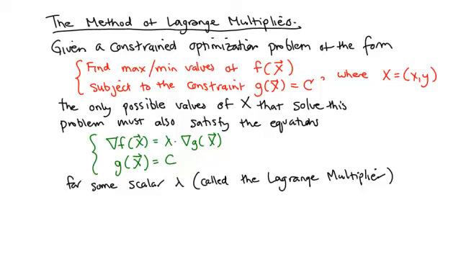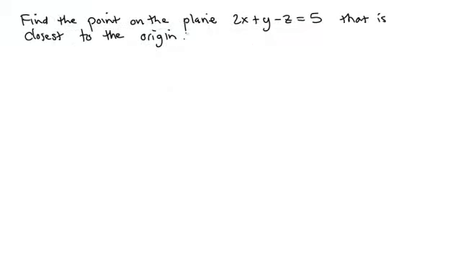Now, although we verified this sort of intuitively in the case of two variables, it's worth pointing out that this restriction right here isn't necessary. In fact, this result is perfectly valid for functions of 3 variables as well. Let's take a look at an example. Find the point on the plane 2x plus y minus z equals 5 that's closest to the origin.